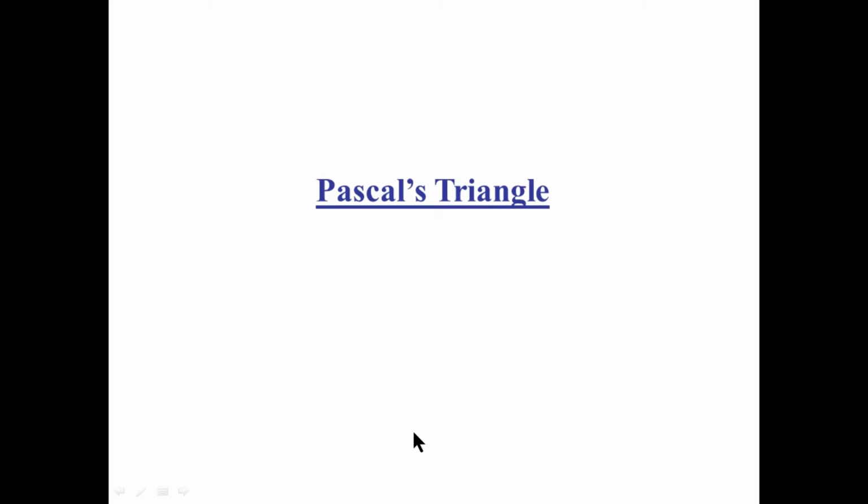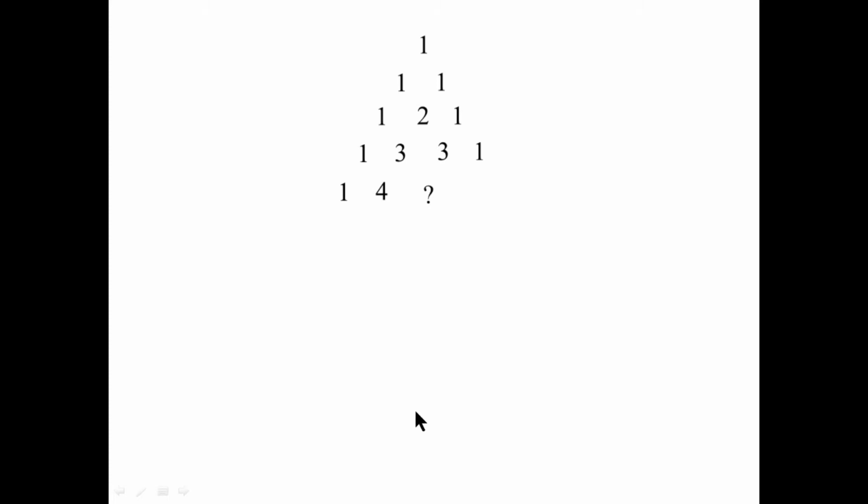Let's continue with Pascal's triangle. This is it. 1, 1, 1. Take a look at this. Where are these numbers coming from? All of these are ones. All of these are ones. 1, 1, 1. Where did this 2 come from? 1 plus 1. Where did this 3 come from? 1 plus 2. So what is this question mark? It'll be 3 plus 3.